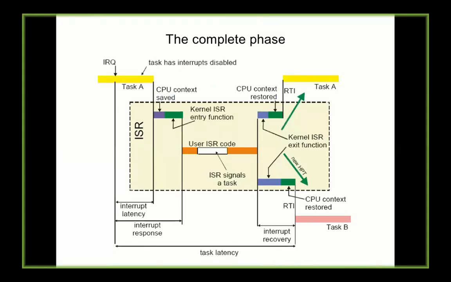This is a very good example and a diagrammatic representation of how the entire interrupt related context works. As you can see, there's a yellow stripe which represents a task. On the bottom line, there is a pink line, which is having task B.